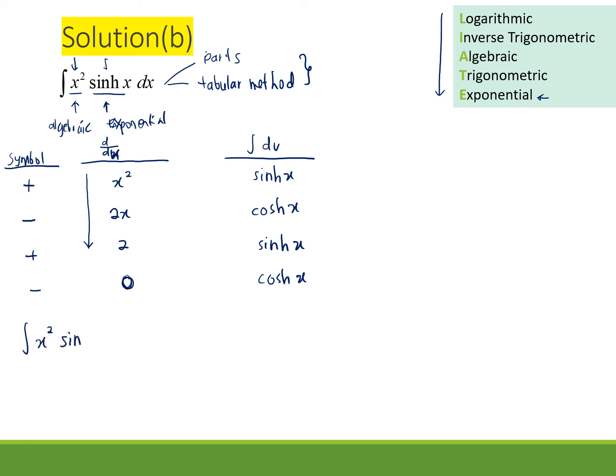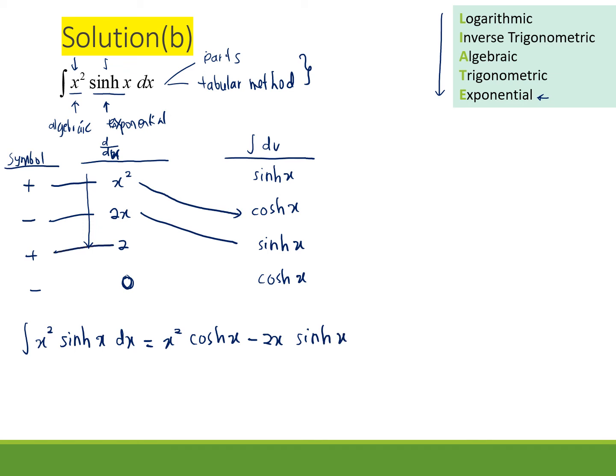So I just write back the equation, the question. So the first one is this: plus, positive, times x squared cosh, and then minus 2x sinh of x, and then plus 2 cosh of x, and the last one is 0, so plus c. So this would be your final answer.